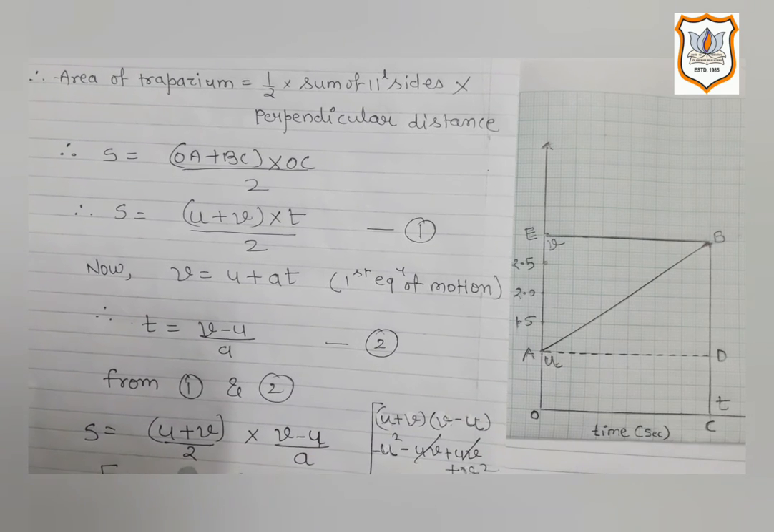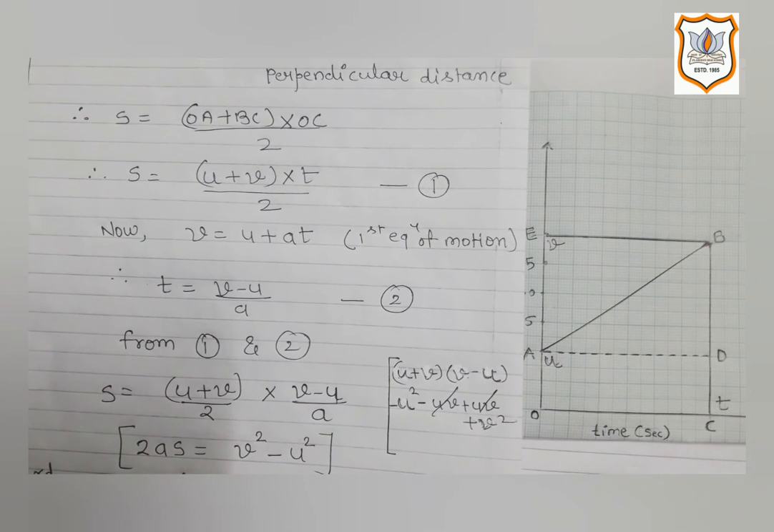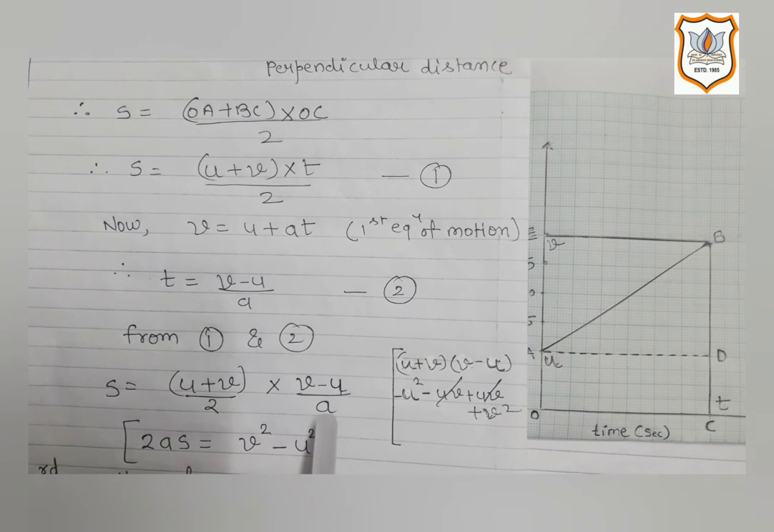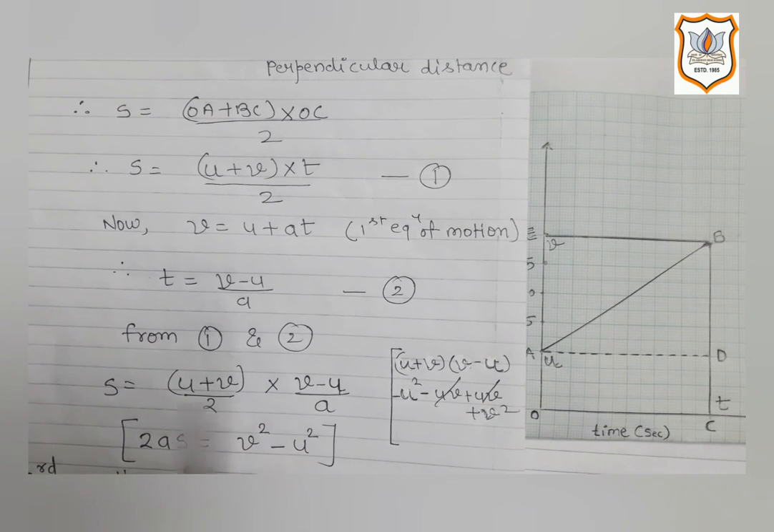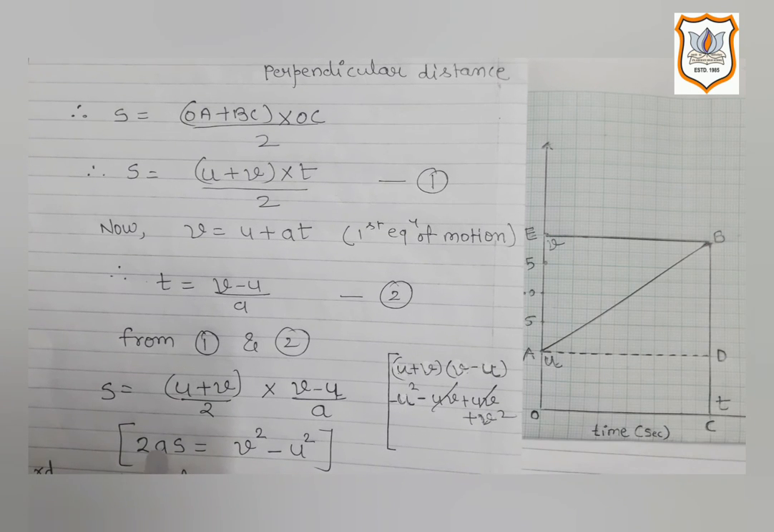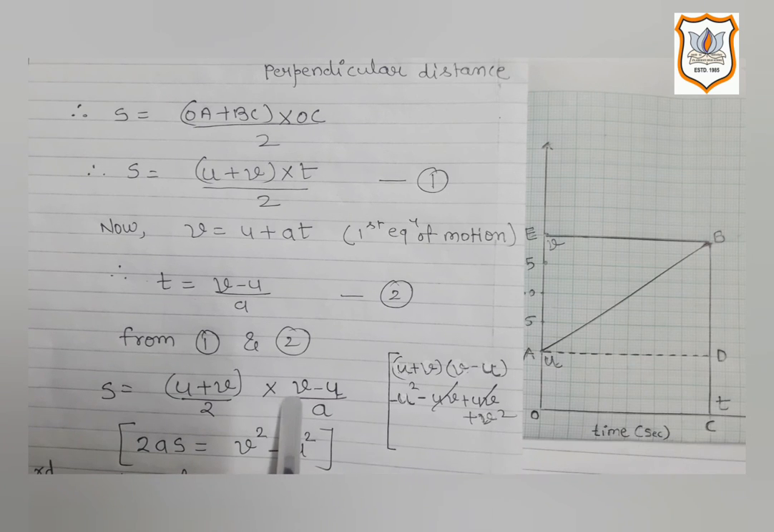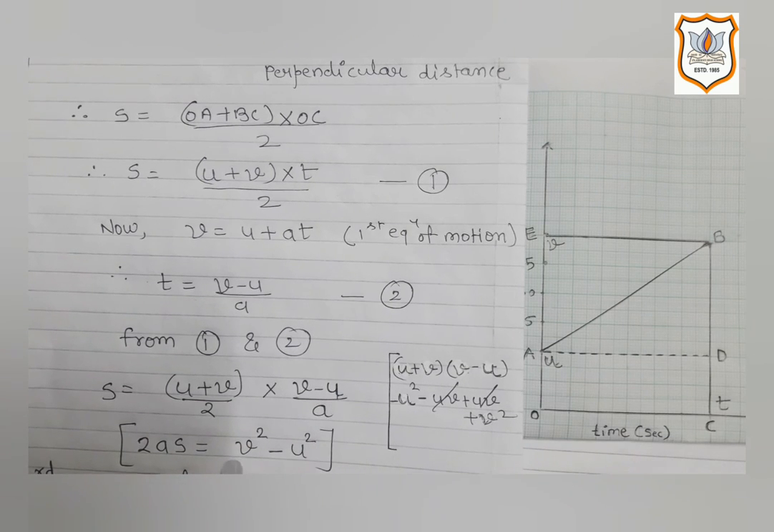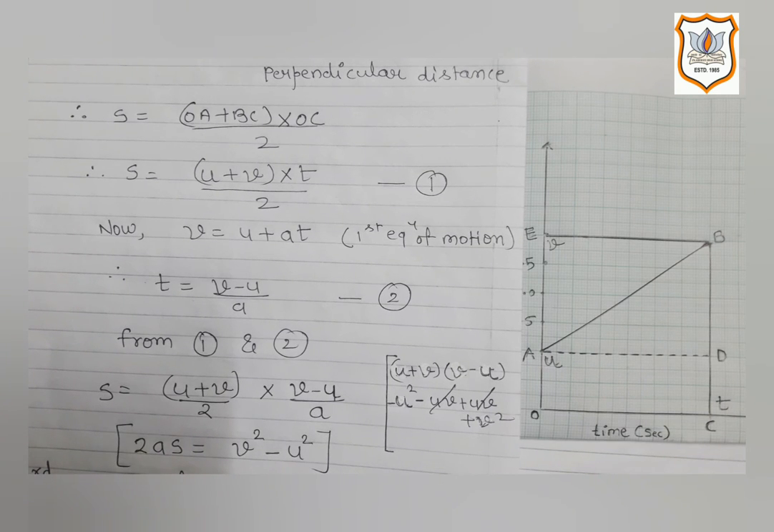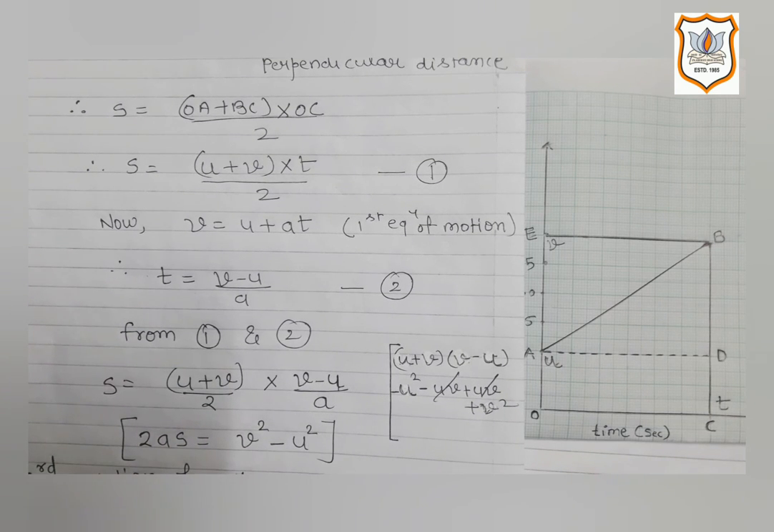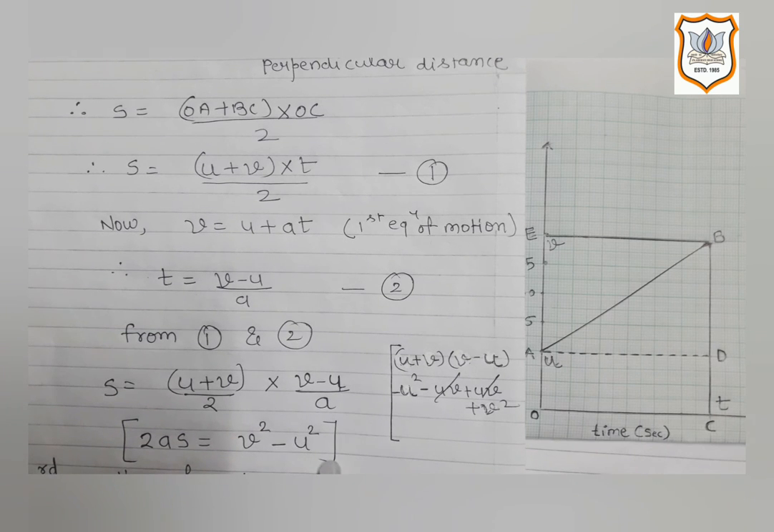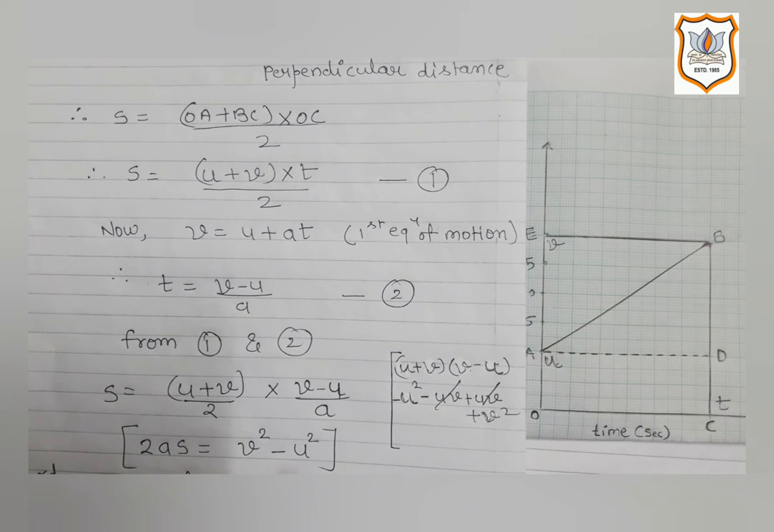And on solving this, we can get 2 into a. 2 into a can be multiplied to s and we'll get twice as. And on multiplying u plus v into v minus u, we will get v square minus u square. And hence this is our final relationship, that is twice as is equal to v square minus u square. This is third equation of motion or equation for position velocity relationship.